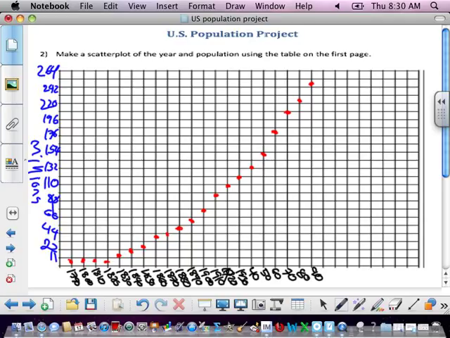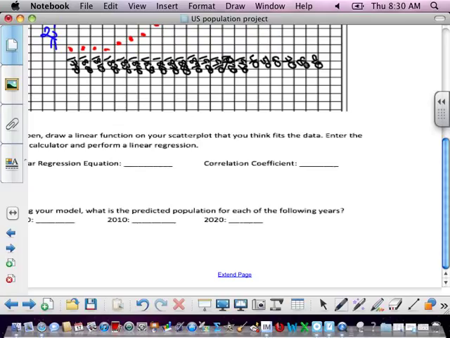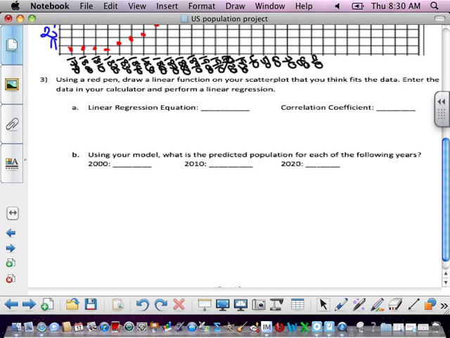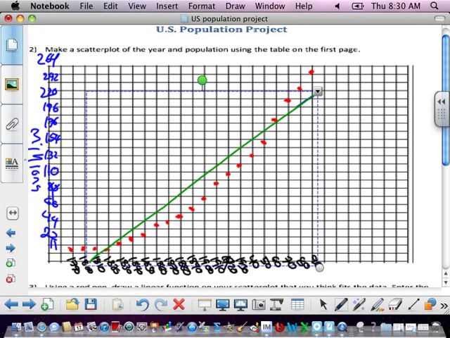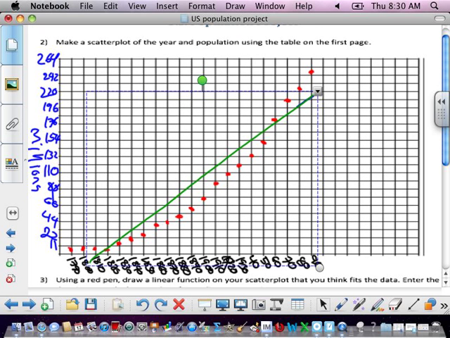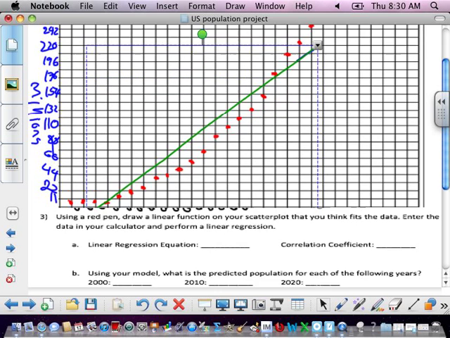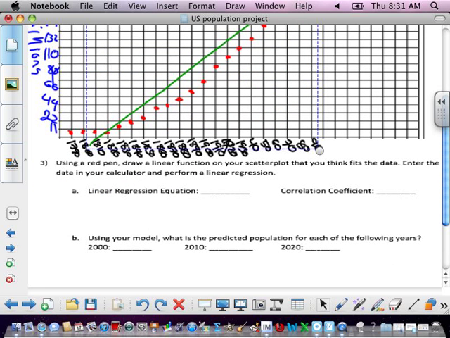Number 3 says, using a red pen, well I used red, so I'm going to use green. Draw a line of best fit. A line of best fit is a line that's closest to as many points as possible. All right, let's see if we can undo that. Okay, let's try that again. As many points as possible.